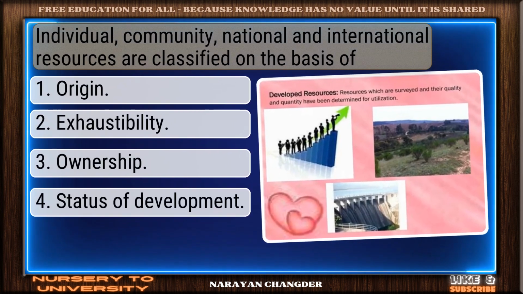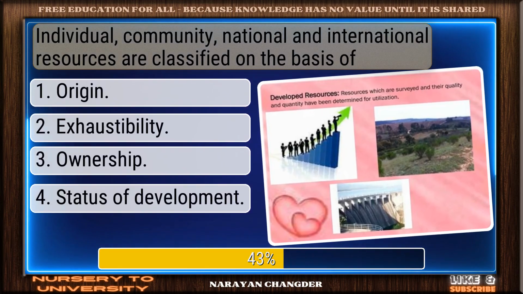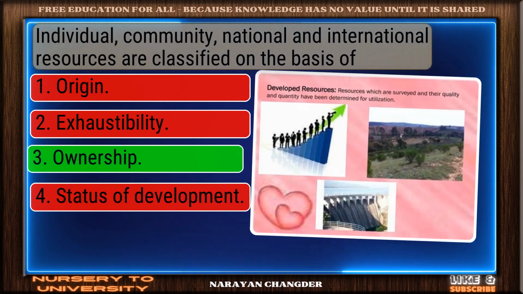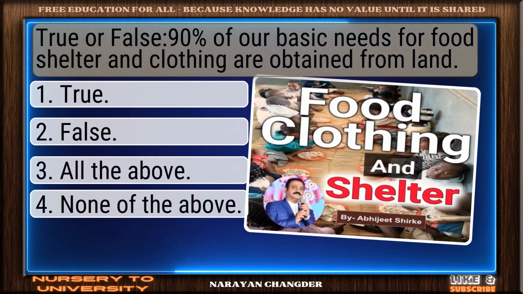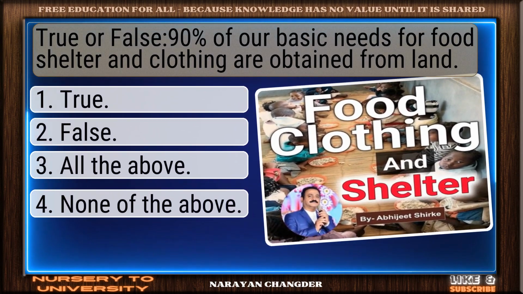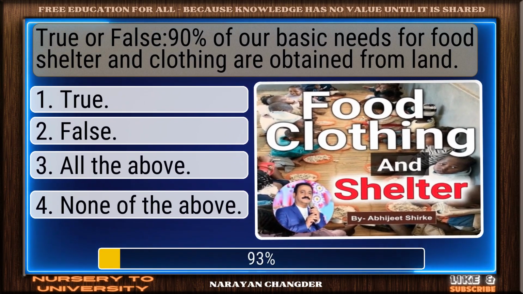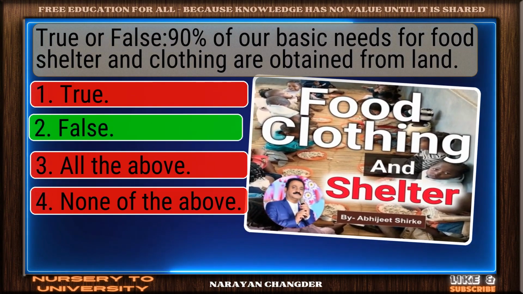Individual, community, national and international resources are classified on the basis of dash. Correct. Ownership is spot on. True or false. 90% of our basic needs for food, shelter, and clothing are obtained from land. Correct response. False is accurate.